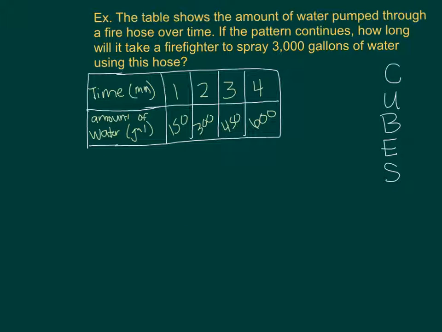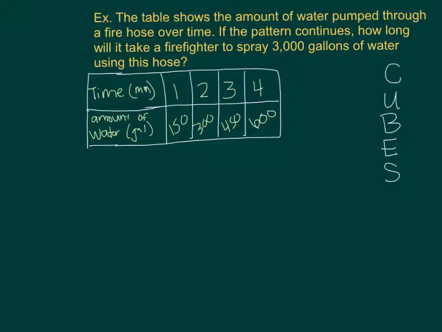Let's start with this one. Sorry, my table's a little sloppy there, but I think you guys can see it. Now, the table shows the amount of water pumped through a fire hose over time. First of all, pause. Do you know what a fire hose is? A fire hose is what a firefighter uses. They connect it to the fire hydrant, and it pumps water through the fire hose. Now we know what time is. It's seconds, minutes, days, whatever it might be. If the pattern continues, how long will it take a firefighter to spray 3,000 gallons of water using this hose?